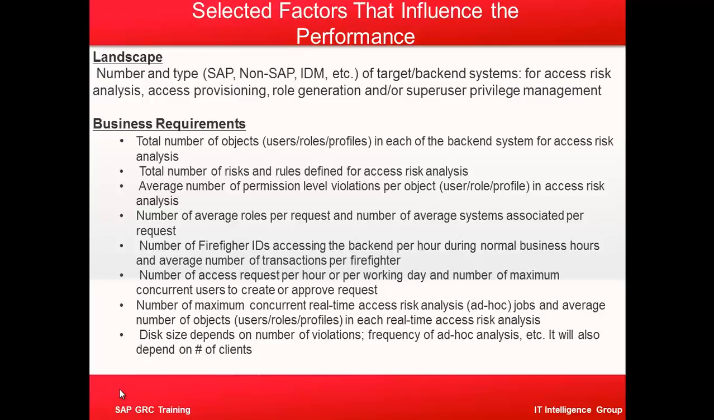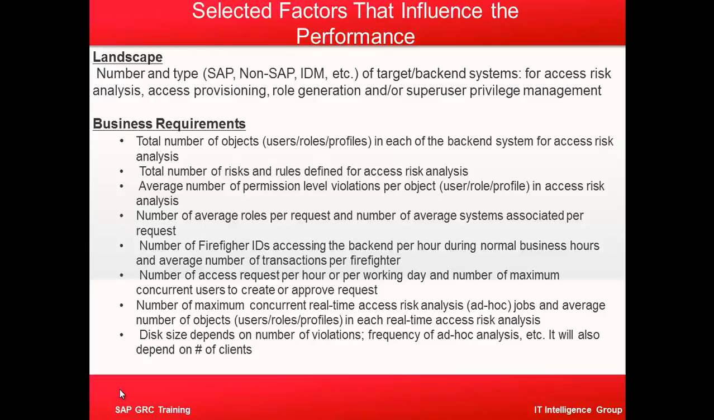Business requirements, like the total number of objects in each of the backend systems. For access analysis, the total number of risks and rules defined for access risk analysis, the average number of permission-level violations per object in access risk analysis, the number of average roles per request, and the number of average systems associated per request. Here you can see that the more systems you require, the bigger the size, and the more roles you require, the bigger the size.